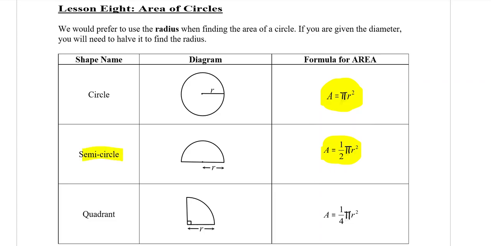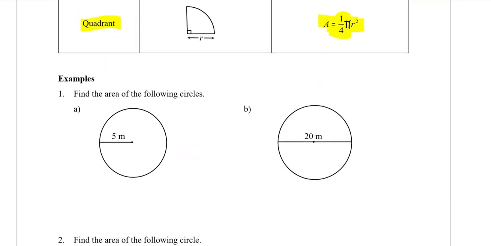If you have a quadrant, which is a quarter of a circle, then you're going to have a quarter of pi r squared. So whatever fraction of a circle you have, you can put that in front of the pi r squared formula. Notice that all of these formulas use the radius. So if you are given a question that has the diameter, you will have to find the radius first. So let's have a look at some questions.